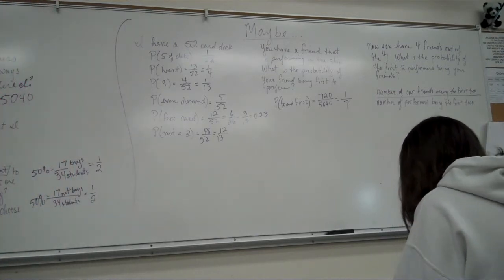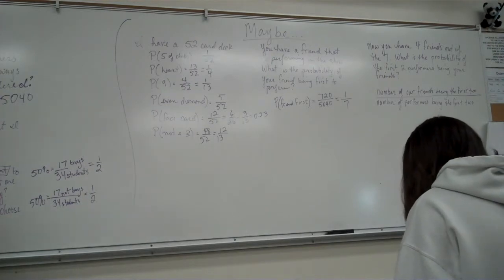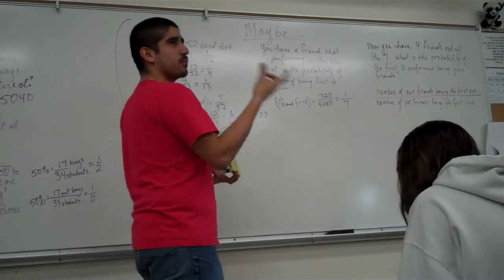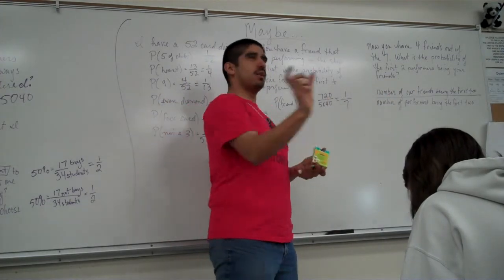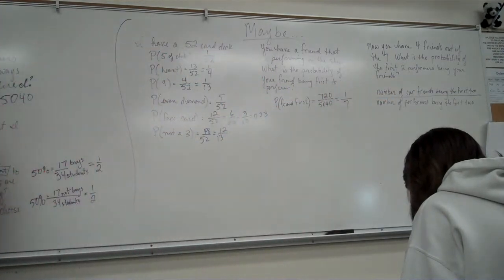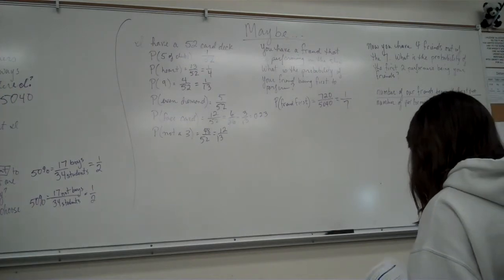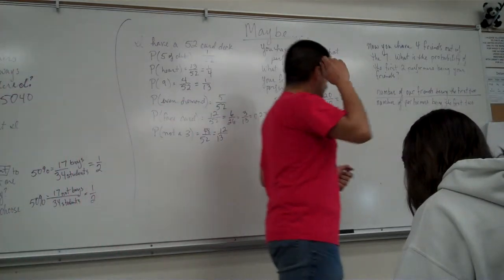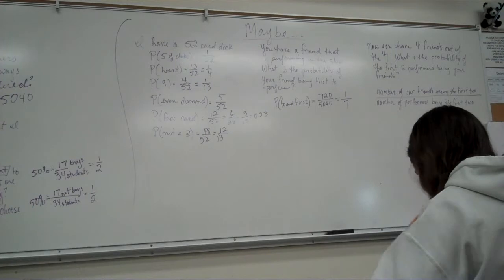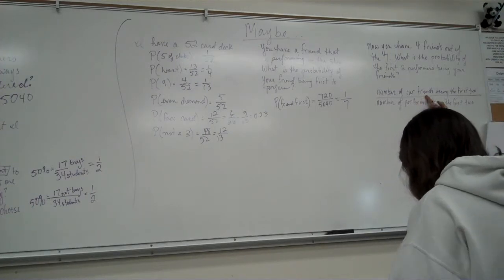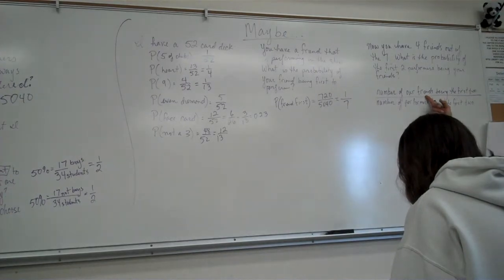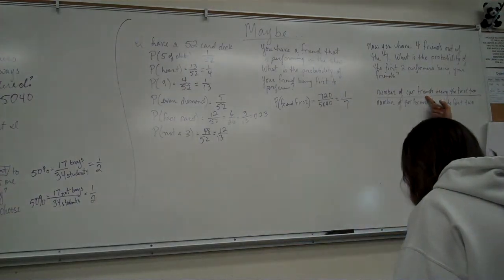Now, it could be the first 2, the middle 2, the last 2, any 2 whatsoever. So, does order matter? No, not really. Order doesn't matter. So it's a combination. Since order doesn't matter, we're going to be dealing with combinations. So, let's look at the number of our friends being the first 2.